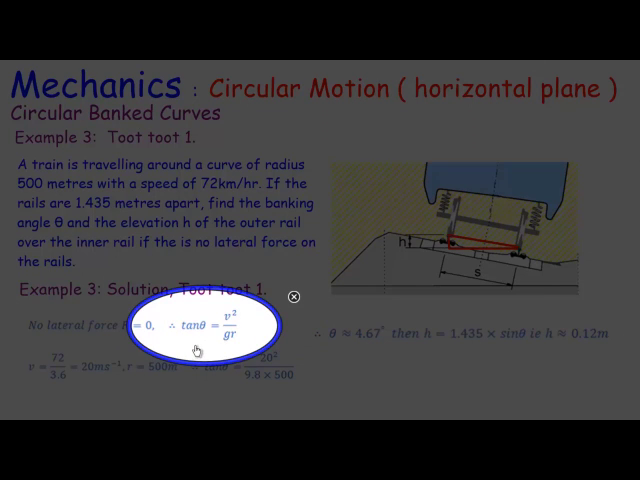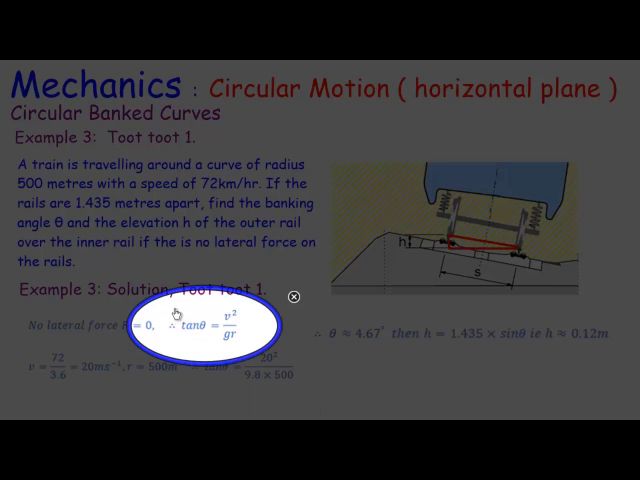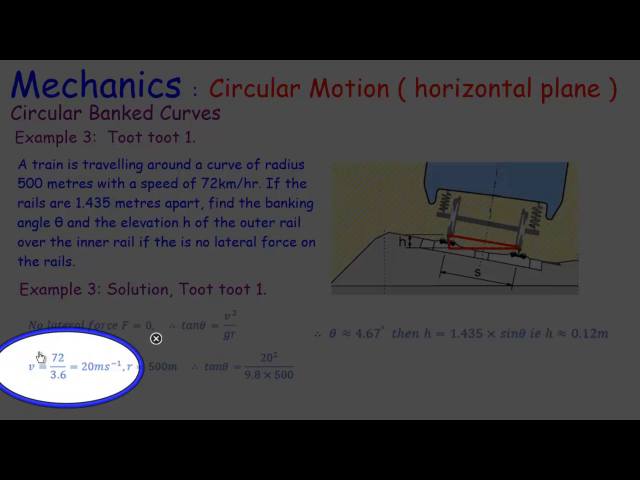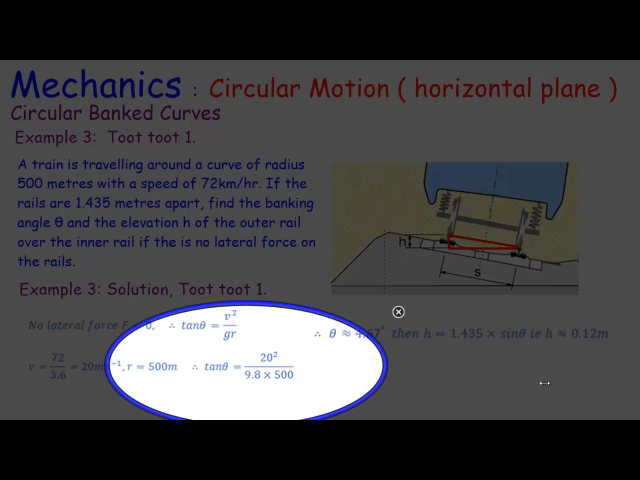You can see here this is independent of the mass. So we've got to work out our velocity. We've got 72 kilometers an hour, which we change to meters per second. It's about 20 meters a second, and the radius is 500, and then we just put it all into the formula, and then we eventually get that over here somewhere.